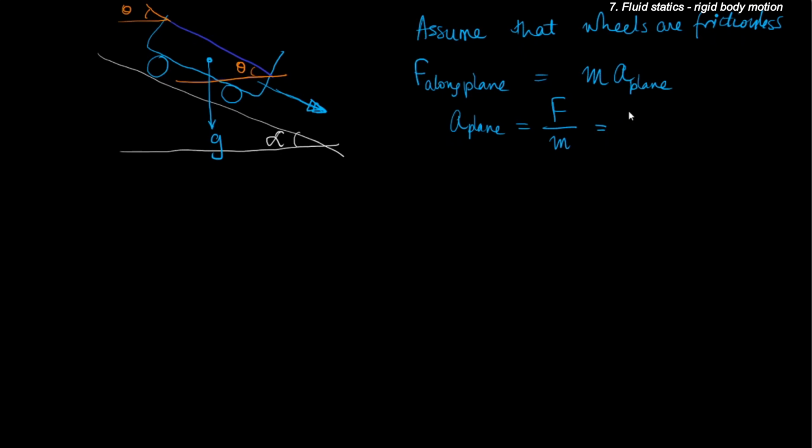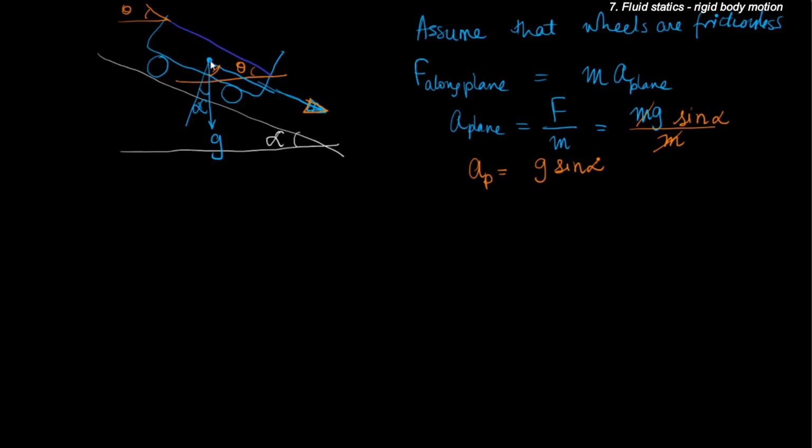The force along the plane will be equal to the weight, which is mg, but the component of mg along the plane. If this angle is alpha, then corresponding this angle is 90 minus alpha. So cos of 90 minus alpha is going to be sin alpha. So it will be mg times sin alpha, divided by m. So m cancels out. So the acceleration of the entire object in this direction, which is the direction of the plane, let's call it AP, will be equal to g sin alpha.